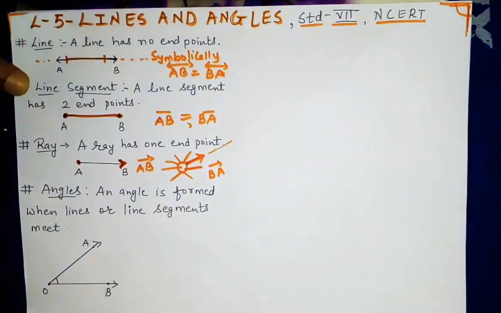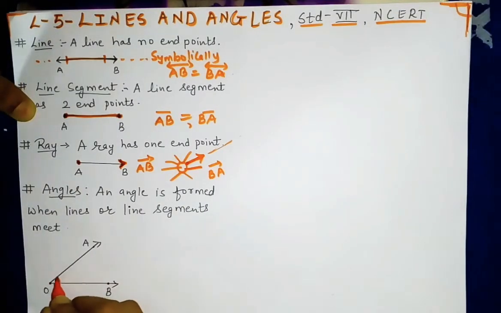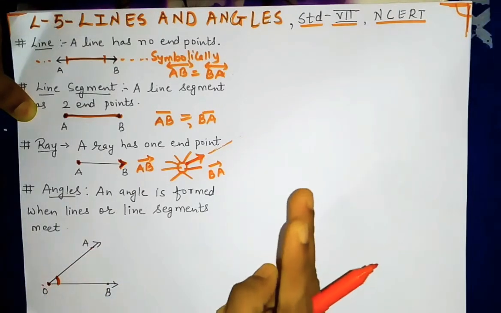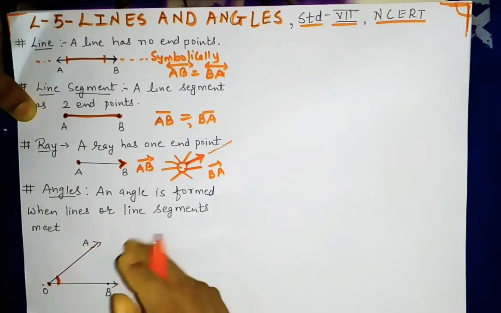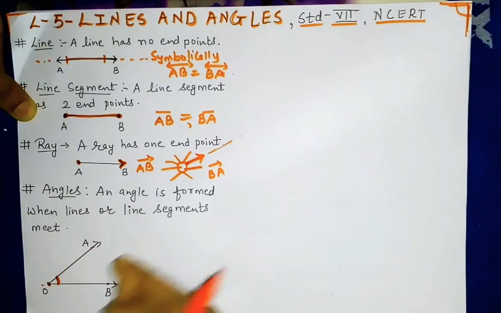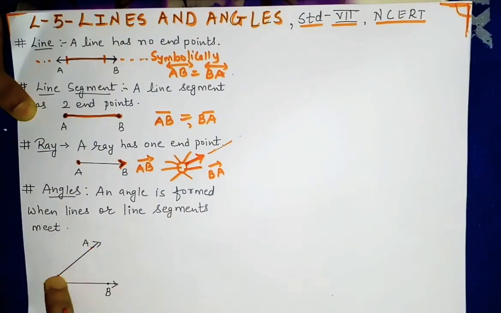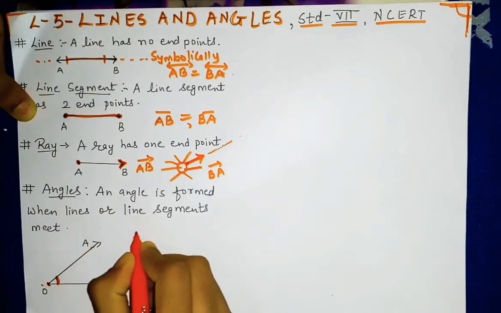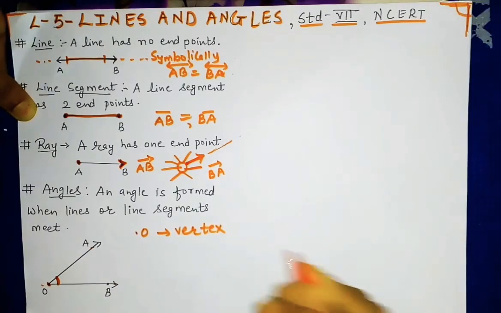So that is an angle. For example, here this is angle AOB. This part is our angle AOB. So this O is the point where two rays meet. Which two rays meet? This OB is one ray, this OA is another ray. So these two rays OA and OB meet at a common point. So this point O is called the common vertex point. It is called the vertex.